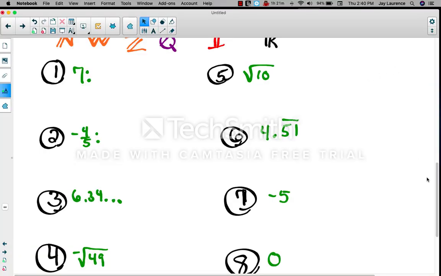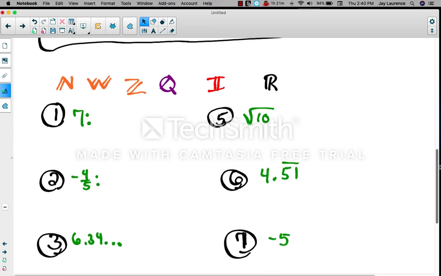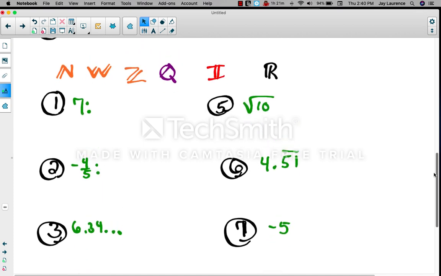Okay, so I've got some sample problems here for you, and your job is to figure out if the numbers are natural, whole, integer, rational, irrational, or real. Now, there's not one answer for any of them. All of these numbers fall into at least two different sets. I will do two of them for you, and here's how it works.